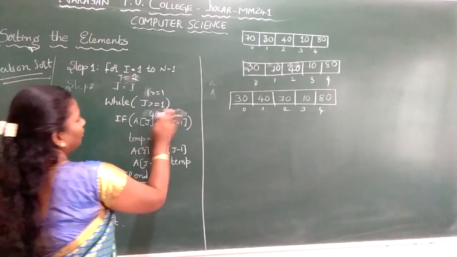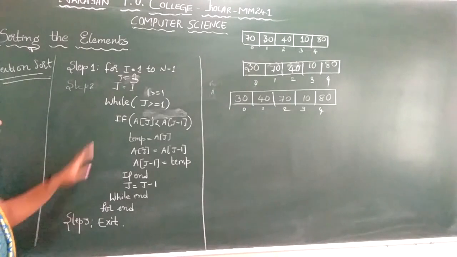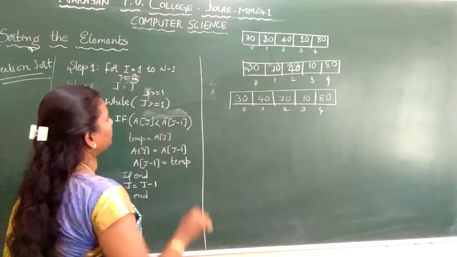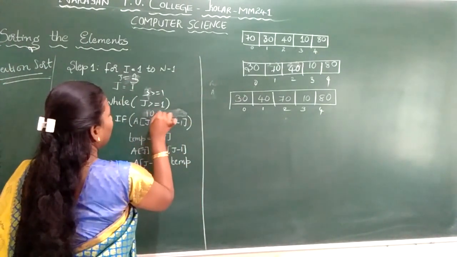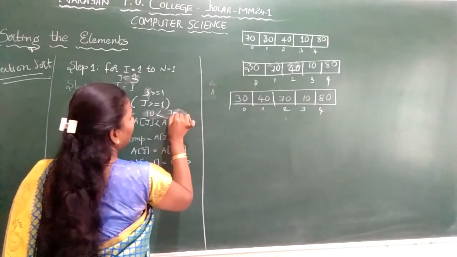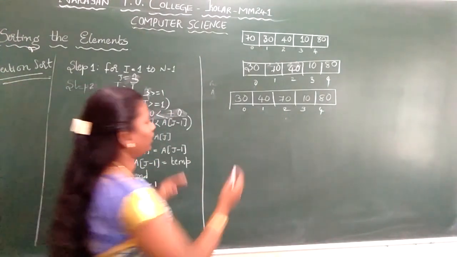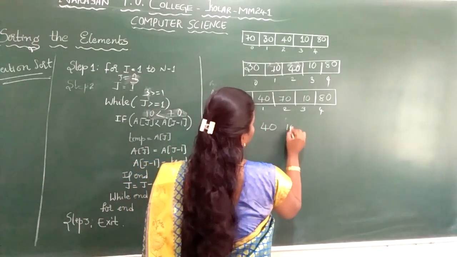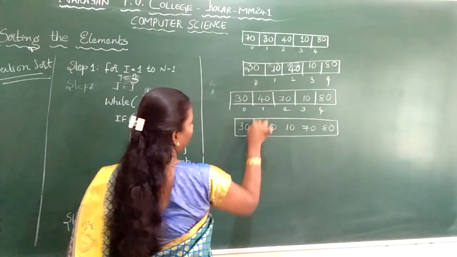Again, i value gets incremented. i value gets incremented to 3. Okay. Now, what is your j value? 3. 3 is greater than or equal to 1. Yes. What is A of j? A of 3 is 10. What is j minus 1? 3 minus 1 is 2. What is A of 2? 70. So now 10 is less than 70. Yes, 10 is less than 70. So the condition satisfies. We need to swap.